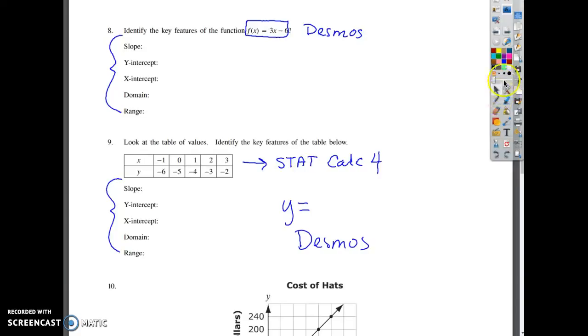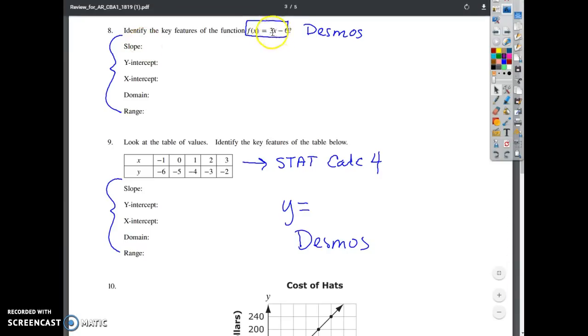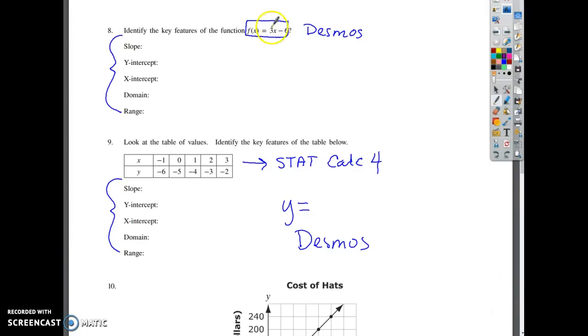Okay, so for problem number 8, you guys should have put this in decimals and answered these questions. And you can tell the slope by looking at the equation, the number in front of the x. So you guys should have at least wrote that much. The slope is 3. Okay? So we put that in decimals. And we're going to go look for all of that stuff.